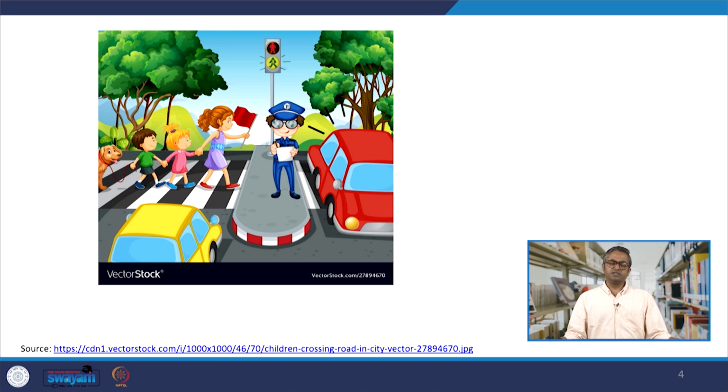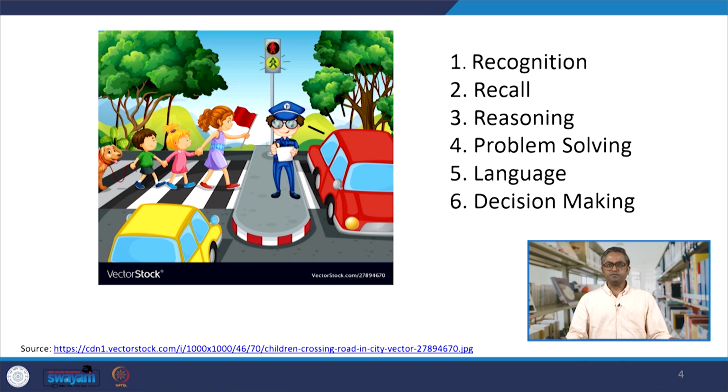Each and every one is doing its own cognition at its own level. If any failure happens, then a casualty is likely to happen. What are the cognitive skills and abilities involved here? If you see, recognition of traffic light, recognition of traffic police, recognition of red flag, which means there should be a stop. Recall what those signages mean. Reasoning, when I have to stop and when I have to proceed.